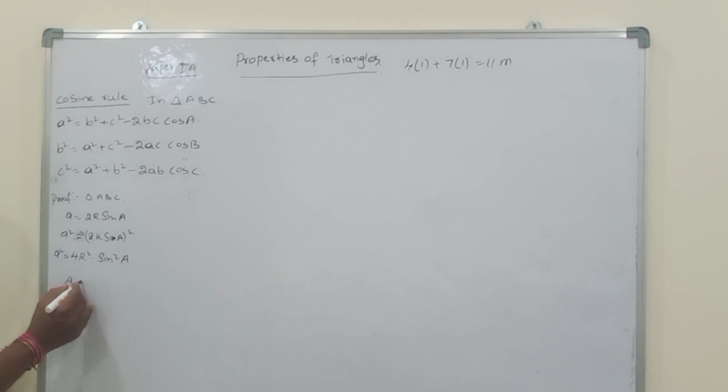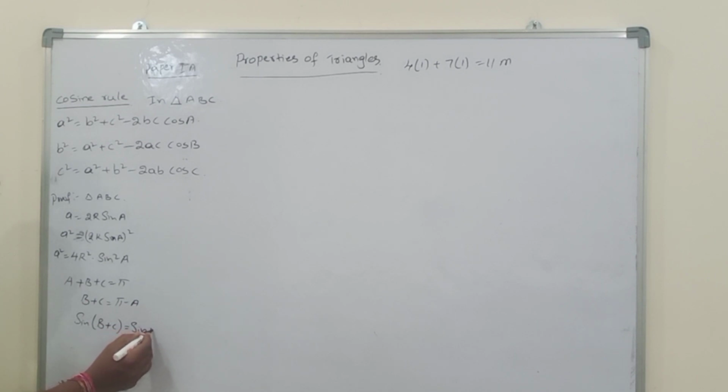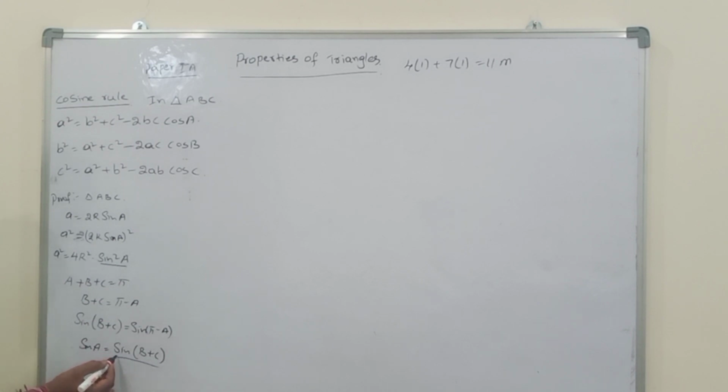But we know that A plus B plus C is equal to pi. So B plus C is equal to pi minus A, and sin of B plus C is equal to sin of pi minus A, which is sin A. So sin A is equal to sin of B plus C. You can substitute sin of B plus C instead of sin A.